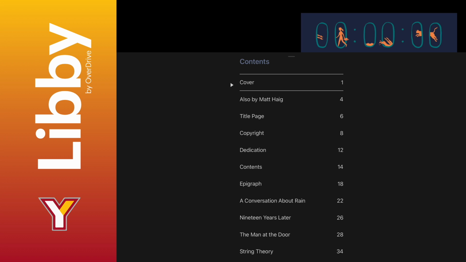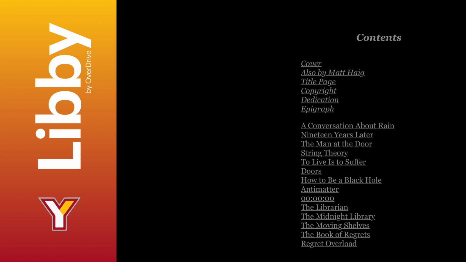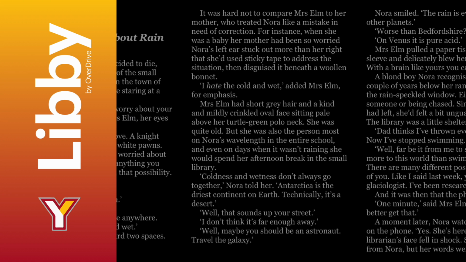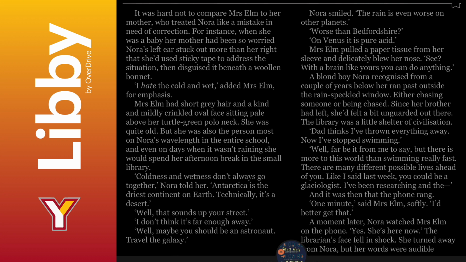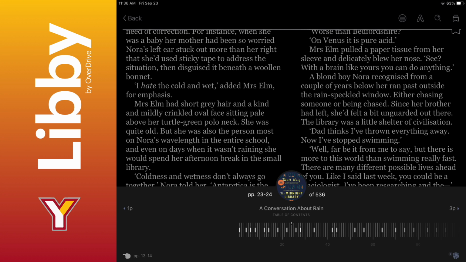To provide an example of how to navigate through this, I'm going to go ahead and select Contents page 14 here. And then I'll go ahead and select Chapter 1, A Conversation About Rain. You're now ready to read. Remember, swipe from right to left when you're ready to progress from page to page. When you're ready to pause your reading, tap in the middle of the screen to bring up the navigation tools again. Then press the back button to return to your digital bookshelf.